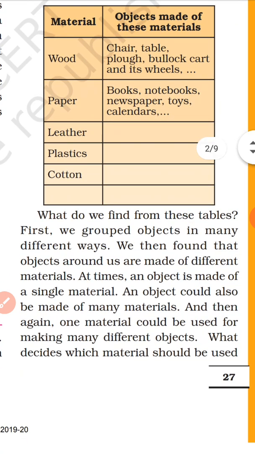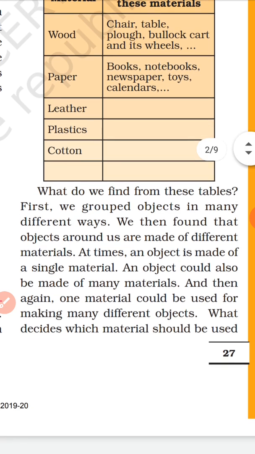See now, what do we find from these tables? First, listen to me carefully, students, okay? This is very simple language. First, we grouped objects in many different ways. We then found that objects around us are made of different materials. At a time, an object is made of a single material. An object could also be made of many materials. And then again, one material could be used for making many other different objects.